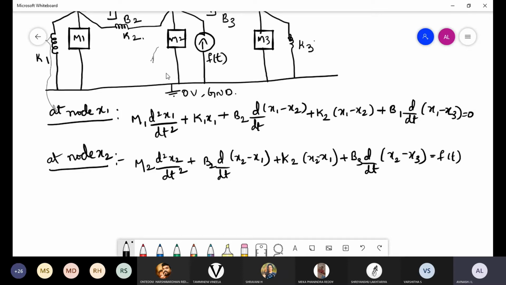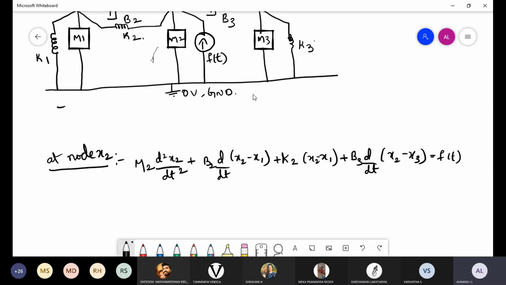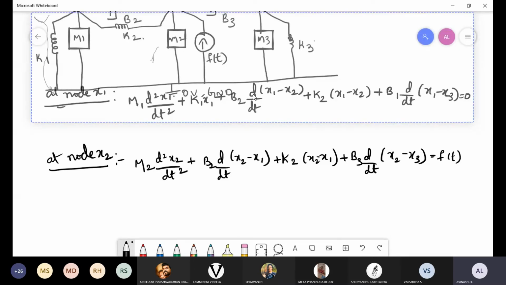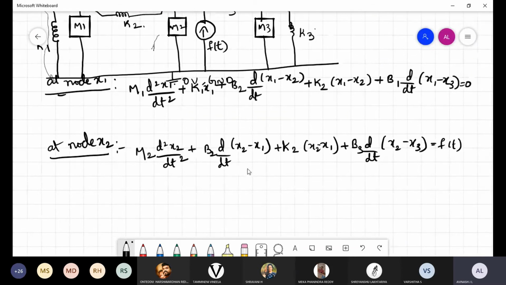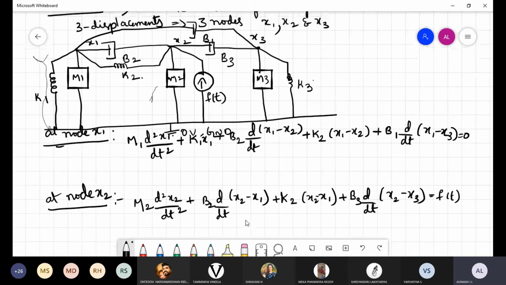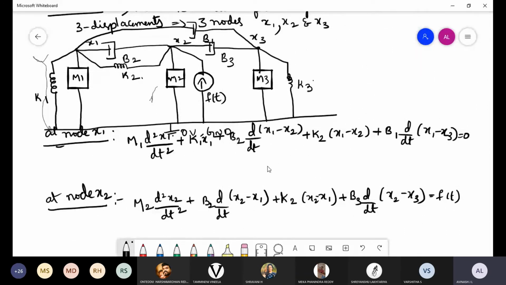Why? Because here, if you take this particular thing, there is an m2 term. So how will you write m2? m2 into d square x2 by dt square. Here that is equal to f of t. Why? Because force will always be acting on the other side. All these other components will be the opposite force of f of t. So now m2 into d square x2 by dt square is over.